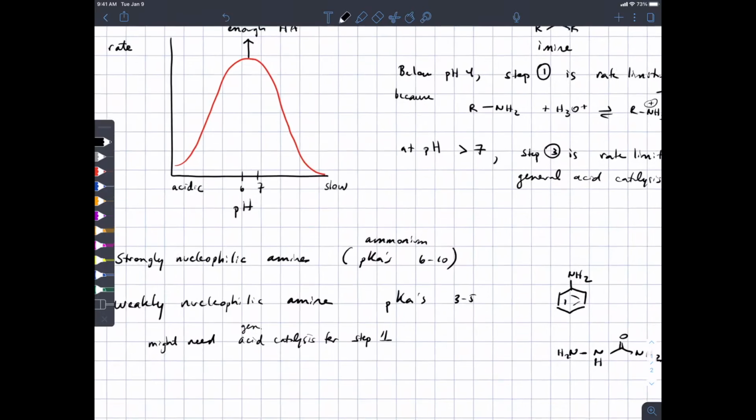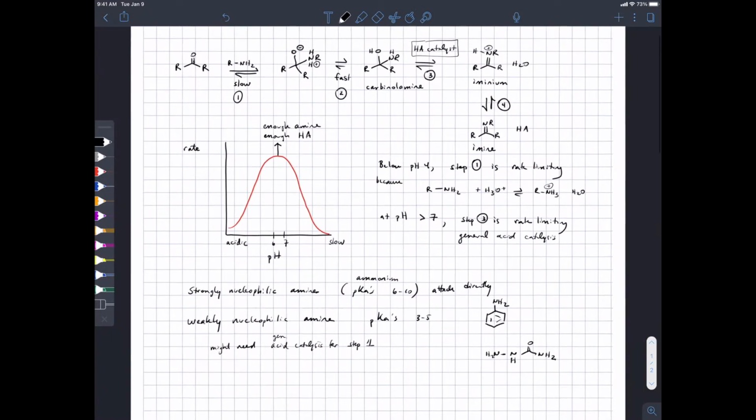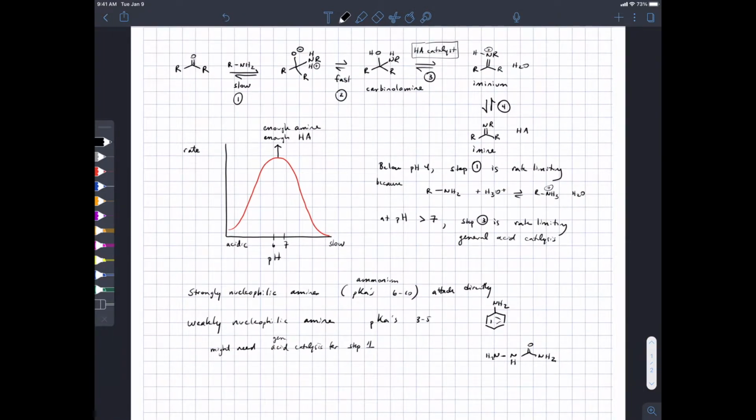Sorry about the cruddy penmanship. So strongly nucleophilic amines can attack directly, and then usually it's step 3 that's rate limiting. Weakly nucleophilic amines, it might be step 1. A couple other things to be aware of.